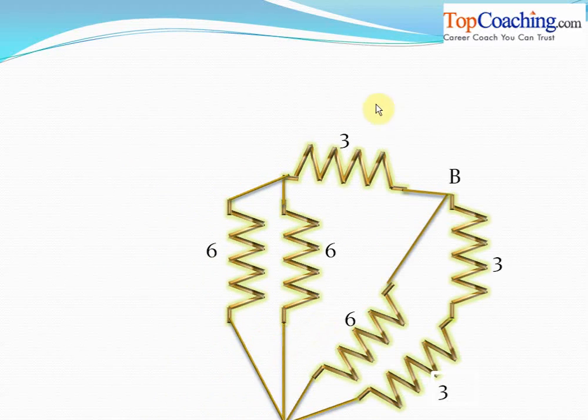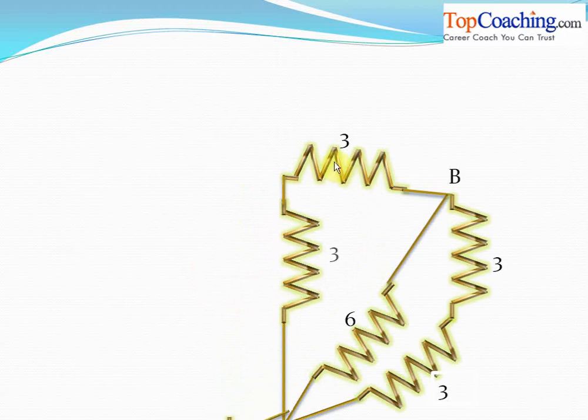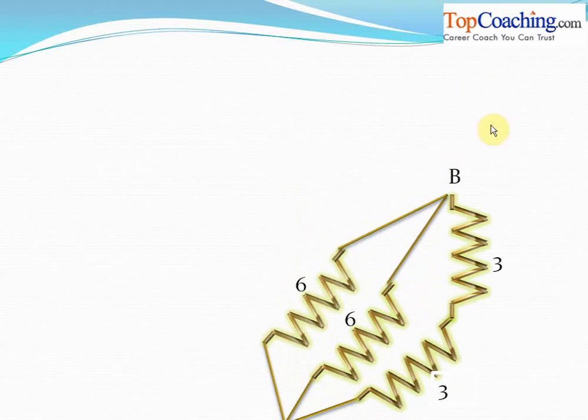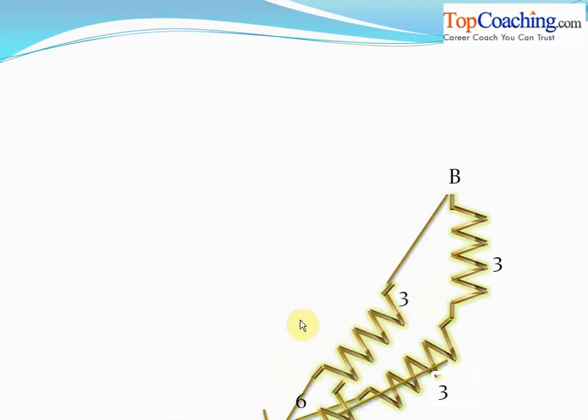In this case again, you can see that 6 ohm and 6 ohm are in parallel and they can be replaced by a 3 ohm resistance. 3 ohm and 3 ohm are again in series and they can be replaced by a 6 ohm resistance. And these two 6 ohm resistances are again in parallel and they can be replaced by a 3 ohm resistance.